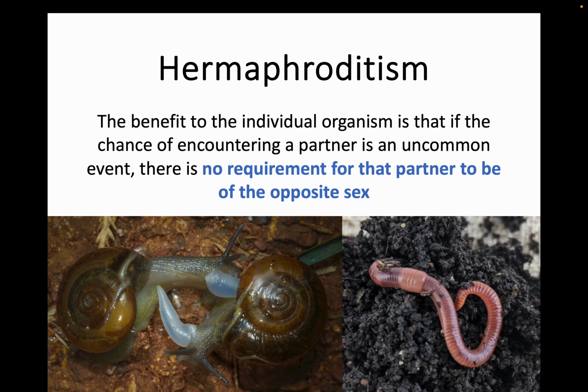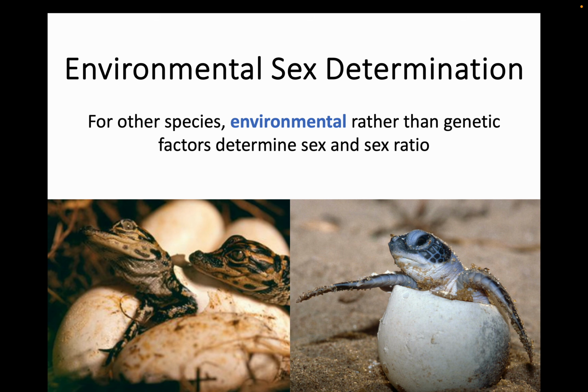The benefit to this, or to these individual organisms though, is that if it is quite rare to actually find a partner, then the advantage of being a hermaphrodite is that partner does not need to be of the opposite sex. If you're a female, you do not need to find a male, or vice versa. You can just find another member of your species, and because you're both hermaphroditic, it means one of you can essentially be the male and one can be the female.